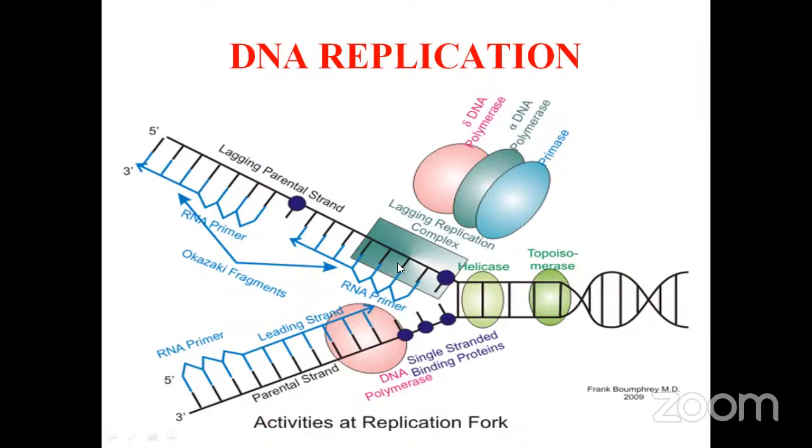Opposite end. This is 3' end. So one primer attached here, another primer attached here. What happened after the primer attached?